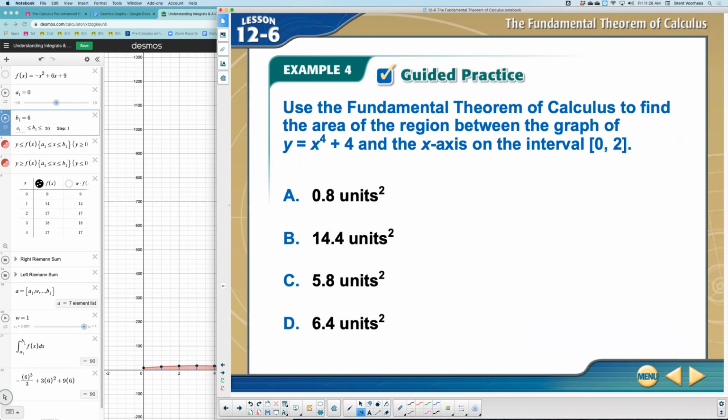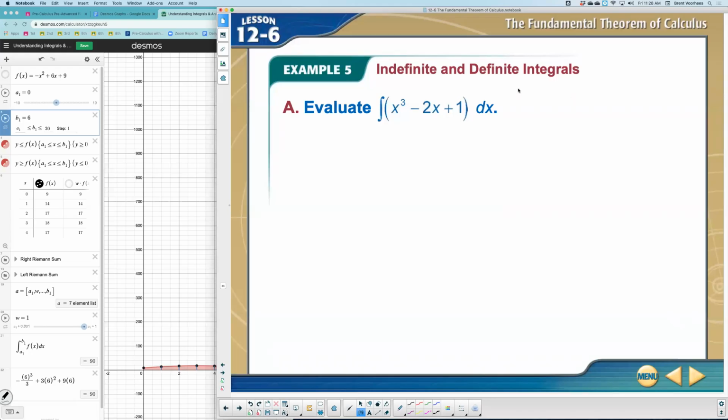Now it's your turn. You can either use the algebra using the Fundamental Theorem of Calculus or a calculator to come up with your exact answer evaluated on the interval from 0 to 2 of this function. Pause the video if you need more time. Example 5. Let's walk through some of these, going a little bit quicker.